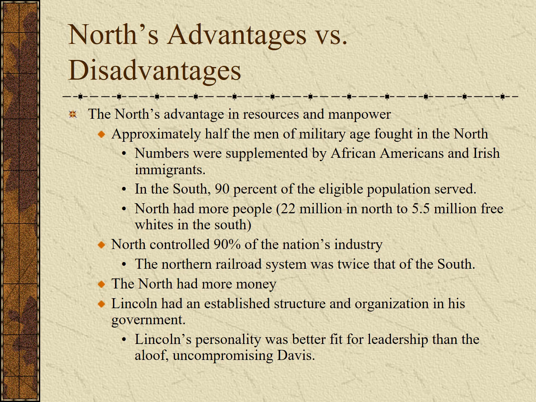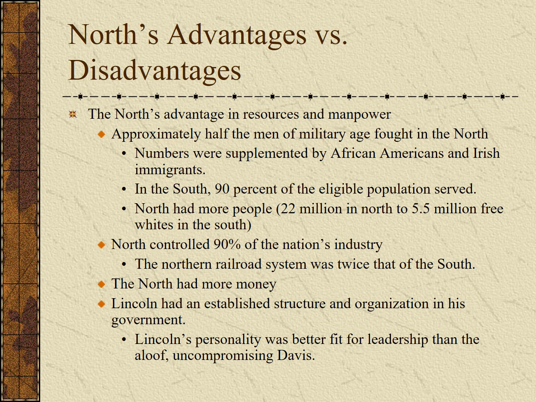In the South, 90% of the eligible population served. However, the North simply had more people. 22 million in the North to only 5.5 million free whites in the South. That's hugely significant. I mean, that's just math. They have a ton more manpower.